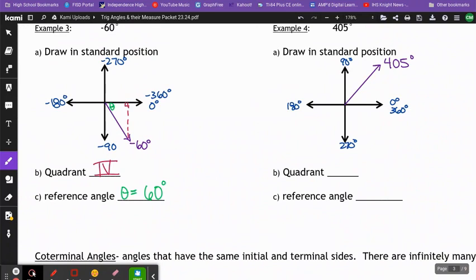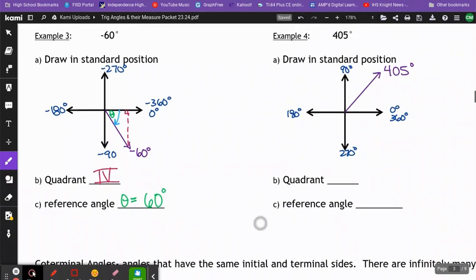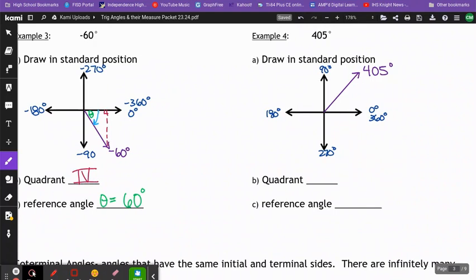So for example 3, start at your initial side and draw your rotation. We had to go down in order to get to negative 60 degrees. For a positive angle, I go up first. So I start here. I go all the way around. So here's my rotation showing 360 degrees. And then I have to keep going a little bit more in order to get up to 405. So a little curly Q sort of thing in there showing the rotation.